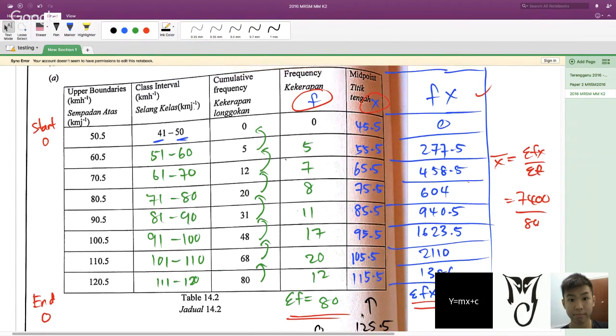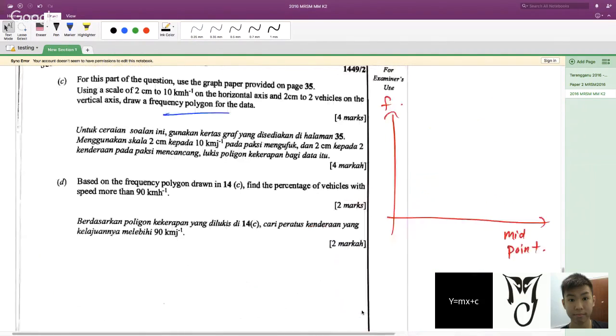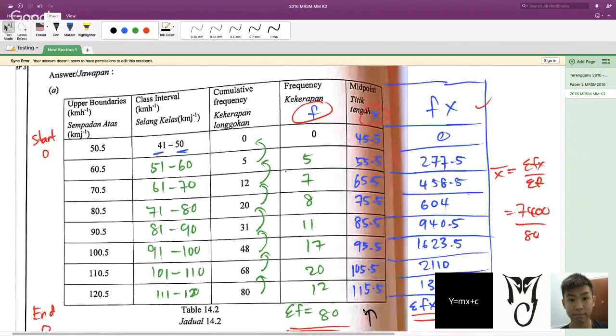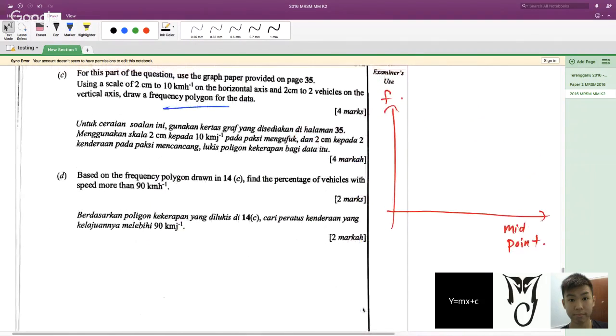Therefore you can start from 45.5, then this one will be 55.5, and then all the way to 125.5. You plot all the coordinates, then use your ruler to connect them, and you should get the correct shape for the frequency polygon. So this one you just do it yourself. If you can't do it, just let me know.